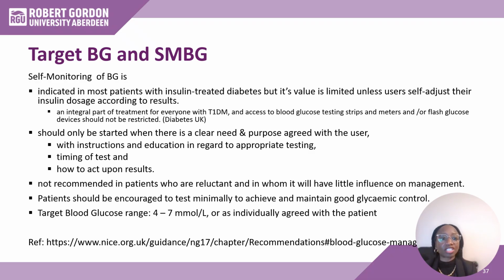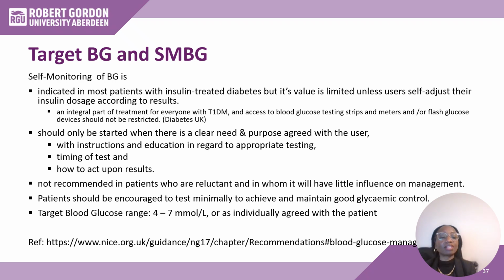It should only be started when there is a clear need and purpose agreed with the user, and with instructions and education with regard to appropriate testing, timing of the test, and how to act upon results. So it's not recommended in patients who are reluctant or in whom it will have little influence on management. Patients should be encouraged to test minimally to achieve and maintain good glycemic control. Target blood glucose should be between 4 to 7 or as individually agreed with the patient.